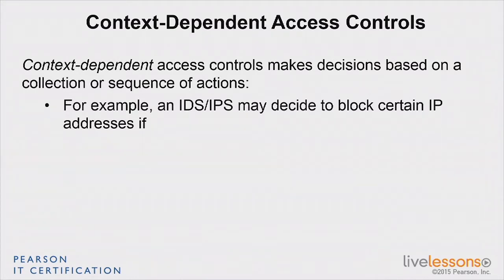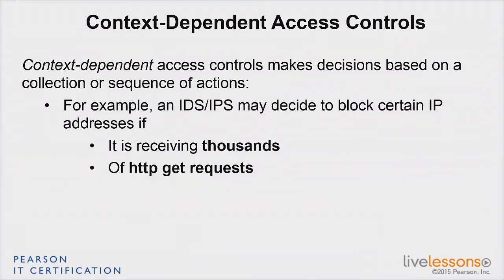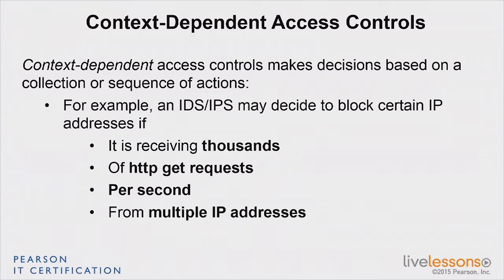The IDS/IPS may decide to block certain IP addresses if it's receiving thousands of HTTP GET requests per second from multiple IP addresses within a specific IP range. So if it's doing all of these things, then the IDS/IPS may say we're going to block that, and so there will be no access. It's not a rule. It's not based on if it is receiving thousands, stop, or from multiple IP addresses, stop. It is very dynamic, and it depends upon the context that this activity is taking place within.